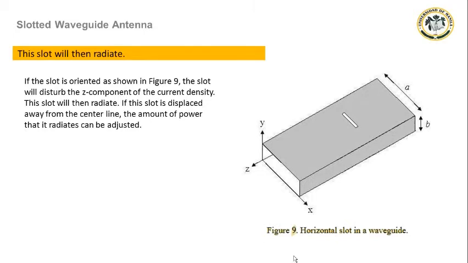Next is Figure 9. With the slot as shown in Figure 9, the slot will disturb the Z component of the current density. This slot will then radiate if it is displaced away from the center line, and the amount of power that it radiates can be adjusted.